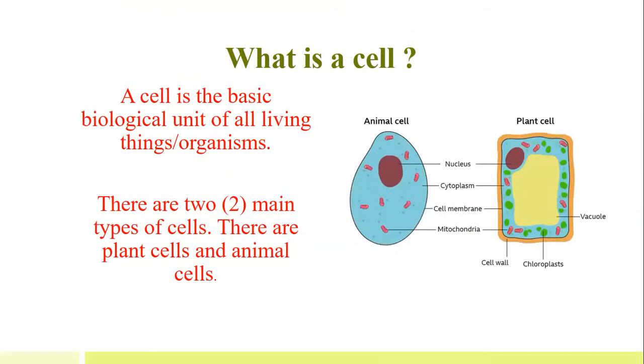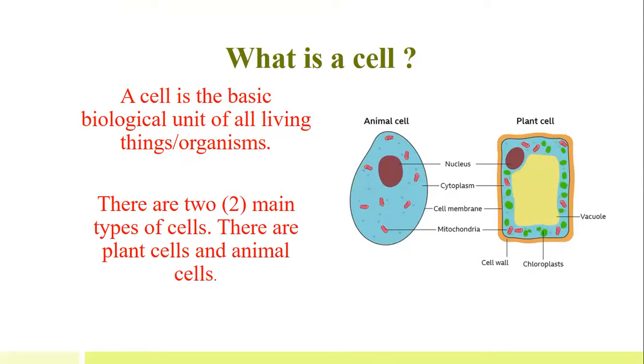What is a cell? A cell is the basic biological unit of all living things or organisms. The word organisms here is referring to plants, animals, and humans. However, in some books or on some websites, you'll only see plants and animals because humans are categorized under animals.